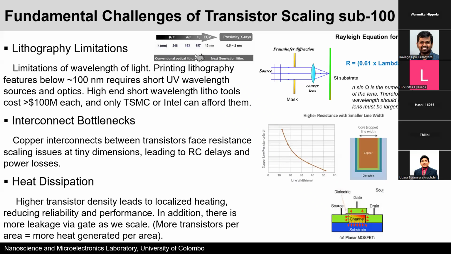The final one is the heat dissipation. Higher transistor density leads to localized heating, and the more transistors you have per unit area, the more heat is generated per area. So heat dissipation is also a huge challenge in today's chips.